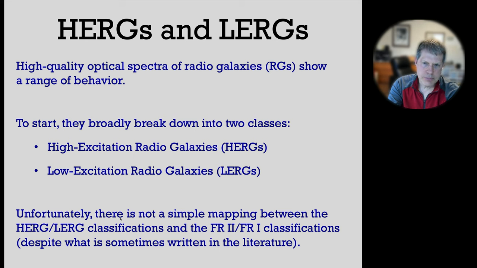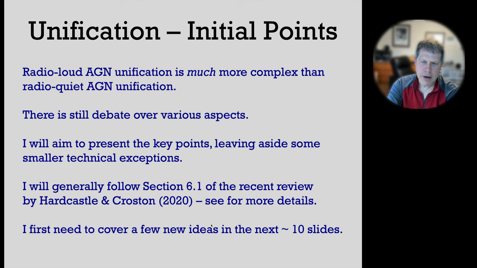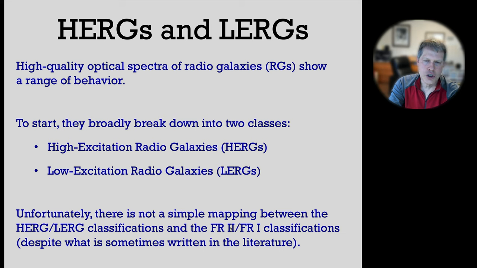Now, unfortunately, despite what you will sometimes read in the literature, there is not a simple one-to-one mapping between the hergs and the FR2 morphologically classified radio galaxies. And similarly, there's not a one-to-one mapping between the lurgs and the FR1 classifications, despite what is sometimes written in the literature. I mean, people who say that do have some motivation, because there does seem to be a tendency for the FR2 systems often to be the hergs, and the FR1s often to be the lurgs. You can read again about the details in this paper if you want to read about exactly how all the associations go. There is a general association there, but there's plenty of exceptions as well. So there's not a simple one-to-one mapping between the famous Fanaroff-Riley morphological classifications and the hergs and the lurgs, unfortunately.